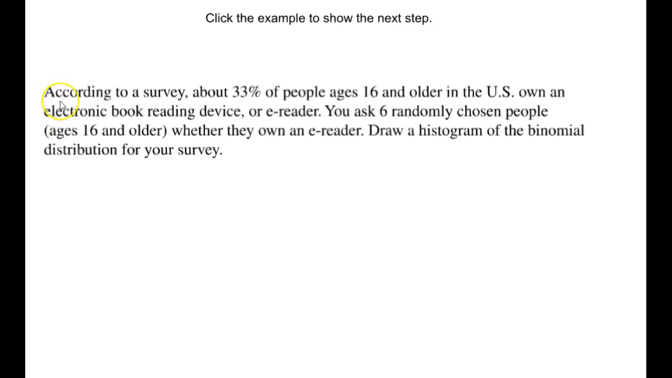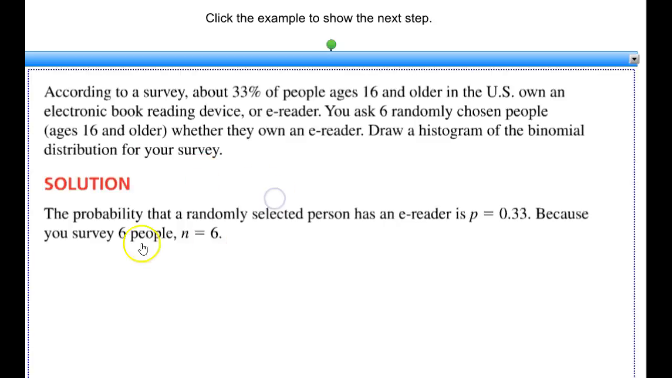Now let's look at an example. According to a survey, about 33% of people ages 16 and older in the U.S. own an electronic book reading device, or e-reader. You ask 6 randomly chosen people ages 16 and older whether they own an e-reader. Draw a histogram of the binomial distribution for your survey.